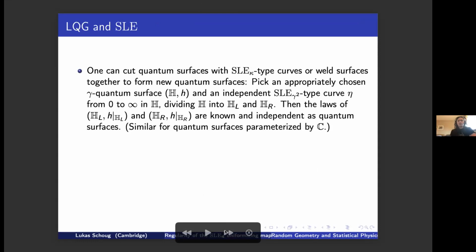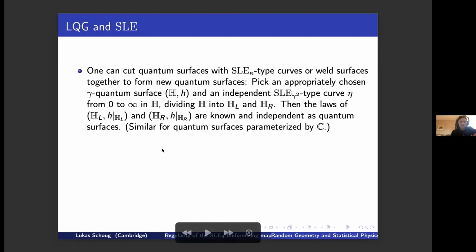So one of the nice features of these quantum surfaces is that you can cut or weld them together using SLE kappa curves. So for example, if you pick a gamma quantum surface and you pick an independent SLE gamma squared type curve, typically an SLE kappa rho, where you choose the weights in a proper way, then this curve divides this upper half plane into two parts, the left and the right. And if you have been somewhat clever when choosing these things, then the resulting quantum surfaces, when you pick the restriction of the distribution to the left and to the right parts, their distributions are known, and they are independent as quantum surfaces.